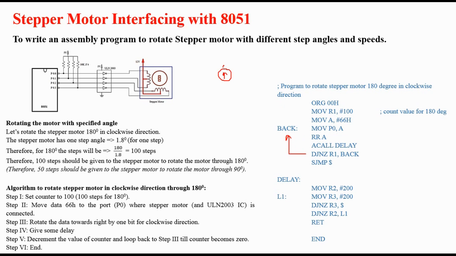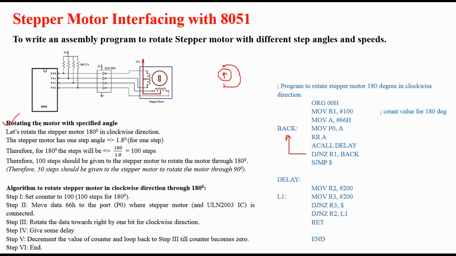Okay, means at this position. So the shaft should rotate from this position to this position only in 180 degrees, not full 360 degrees. So for that purpose, we will have to calculate the steps and degrees. We will have to consider those two parameters.